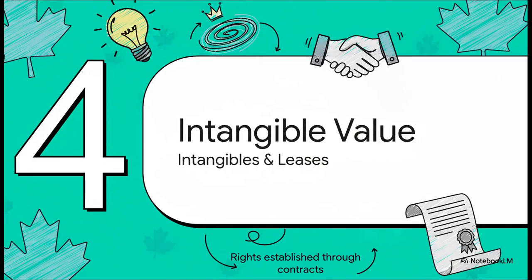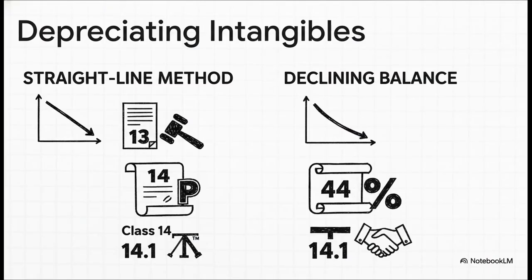Now, we're going to move into the realm of assets that you can't physically touch, but that can be incredibly valuable to a business. This includes things like intellectual property, brand reputation, and special rights established through contracts. And in this area, we see a shift in how CCA is calculated. For some of these assets, like improvements you make to a property you're leasing, that's Class 13, we use a straight-line method. We spread the cost evenly over the asset's life. This is different from the declining balance percentage method we've been using so far.